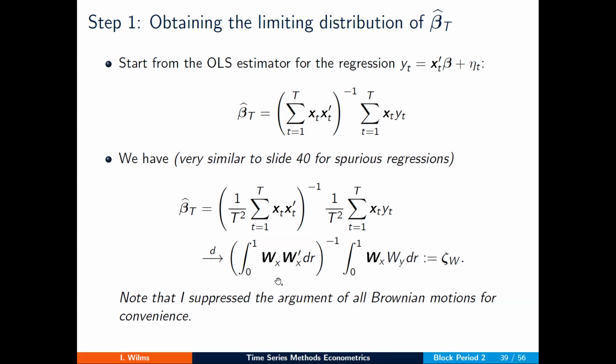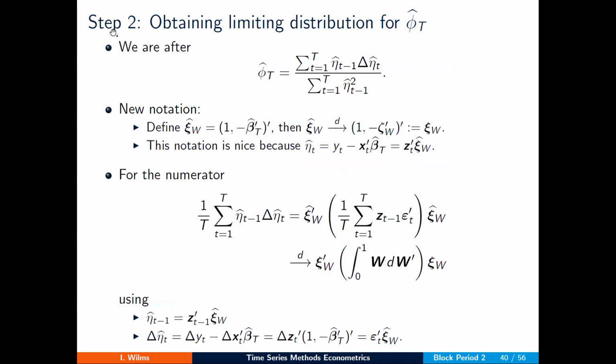Note that I don't write out the details here anymore, since this is very similar to what we did last week for the spurious regression framework. Have a look at those slides again to verify these limiting distributions. Okay, since we need this limiting distribution in our following steps, I will compactly write it down with this new notation zeta w. Step 1 is done.